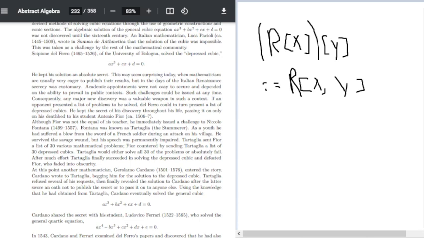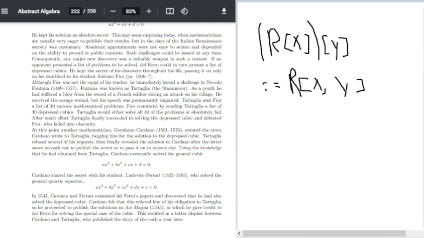At this point, another mathematician, Girolamo Cardano, entered the story. Oh god, I'm going to mispronounce this so bad. Cardano wrote to Tartaglia, begging him for the solution to the depressed cubic. Tartaglia refused several of his requests, then finally revealed the solution to Cardano after the latter swore an oath not to publish the secret or to pass it on to anyone else.